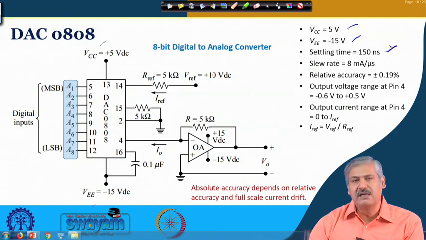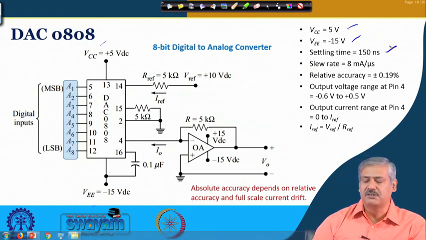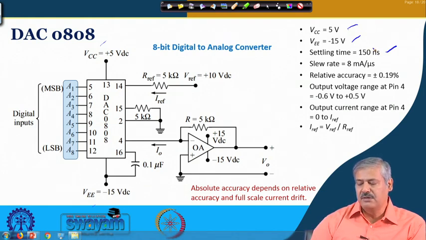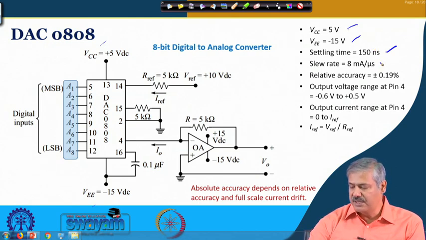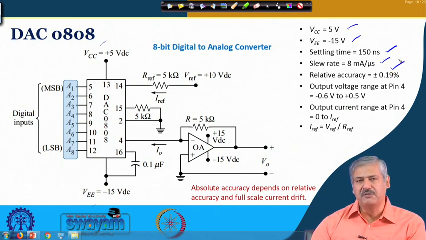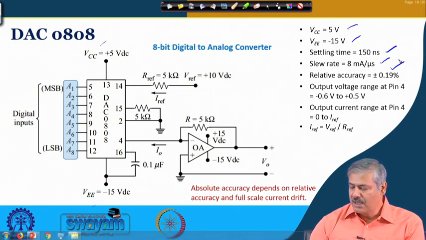So, that also gives a maximum rate of conversion. I mean, it is the primary factor. So, this is your 150 nanosecond for 0808. Slew rate, I said, is how quickly the output can change following a change in the input. It is 8 milliampere per microsecond. Relative accuracy has been found to be 0.19%. Absolute accuracy will come from the reference voltage and other things.